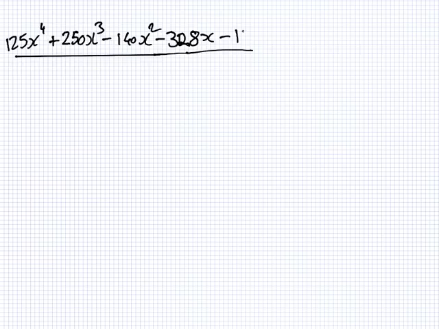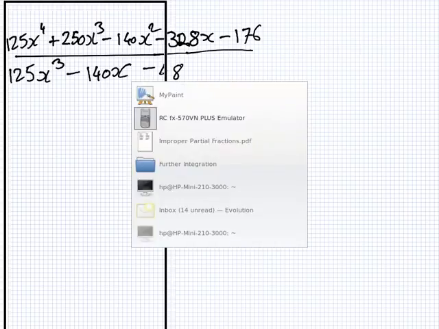125x to the fourth plus 250x cubed minus 140x squared minus 228x minus 176. And on the bottom, x cubed minus 140x minus 48. No, x squared.